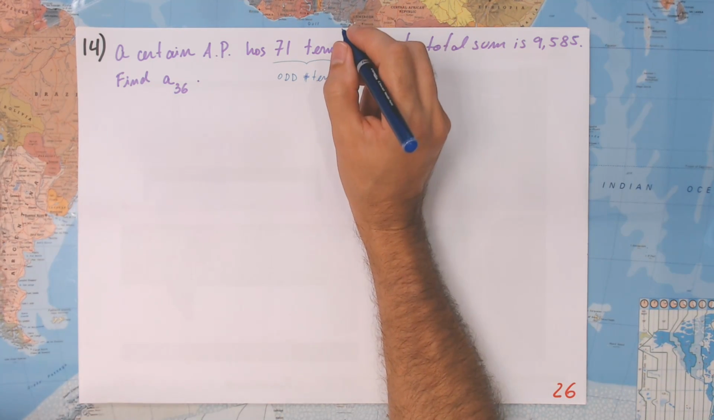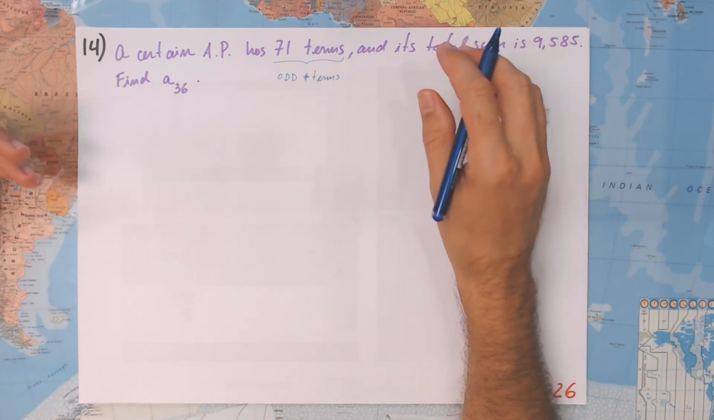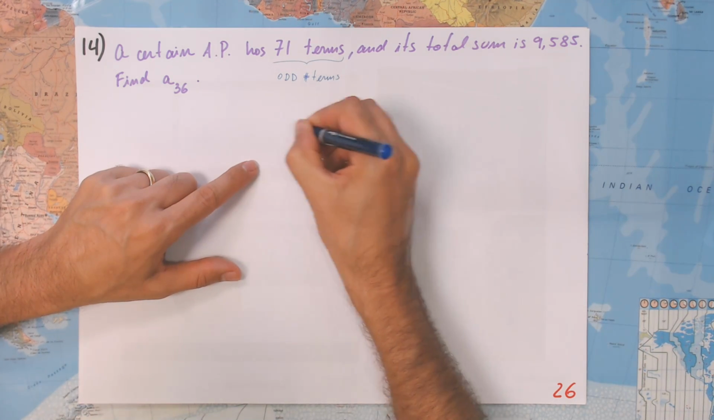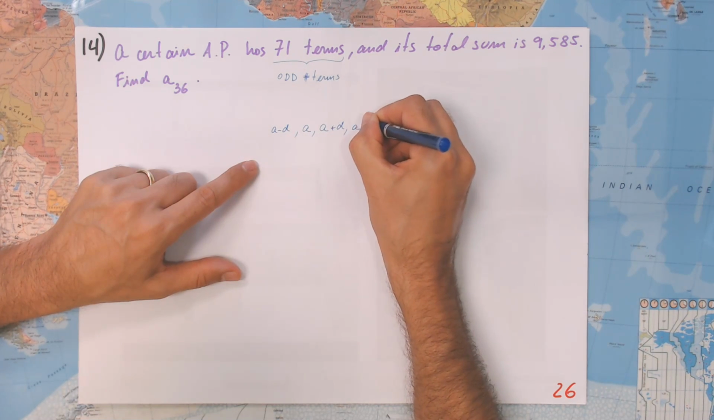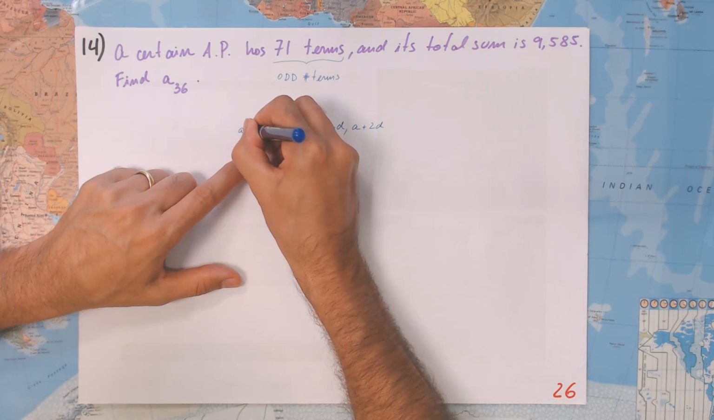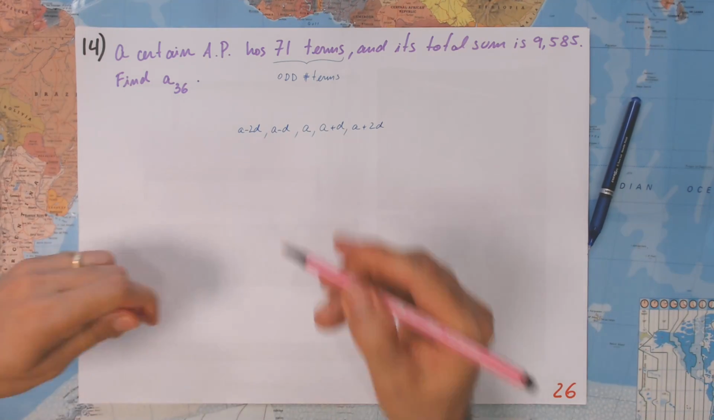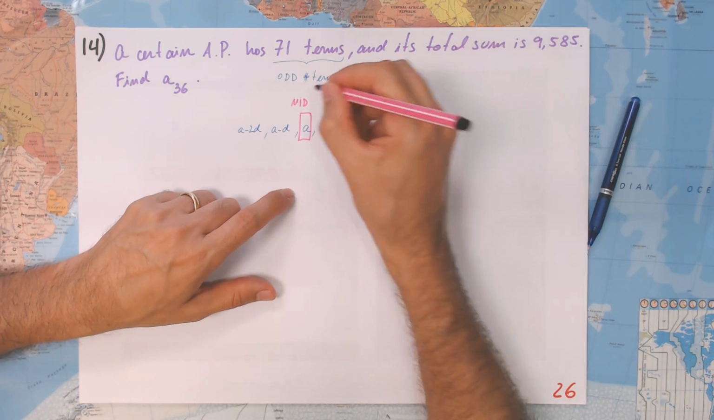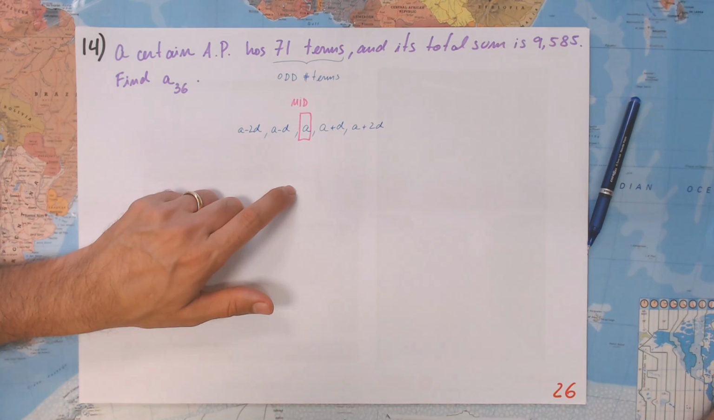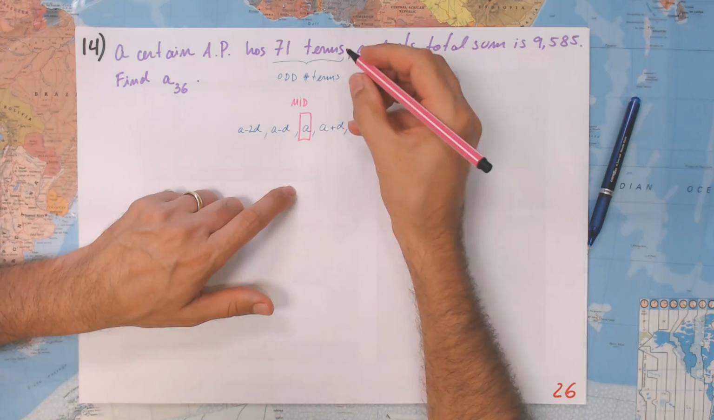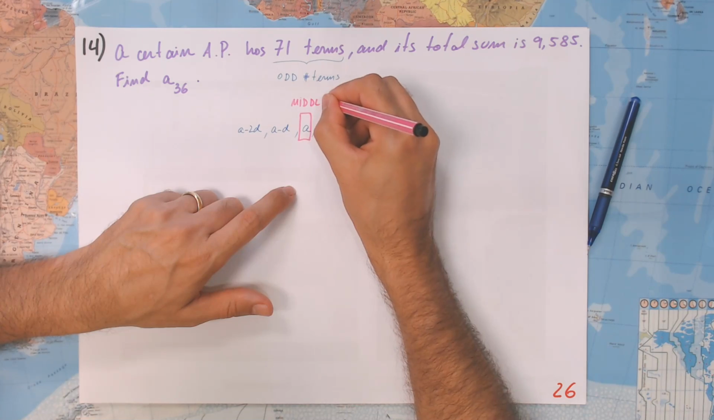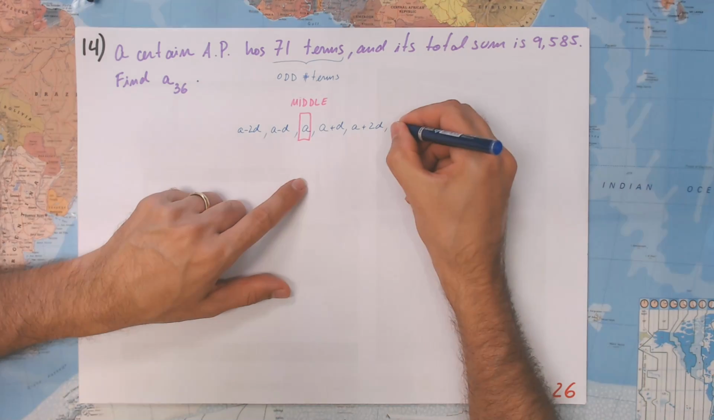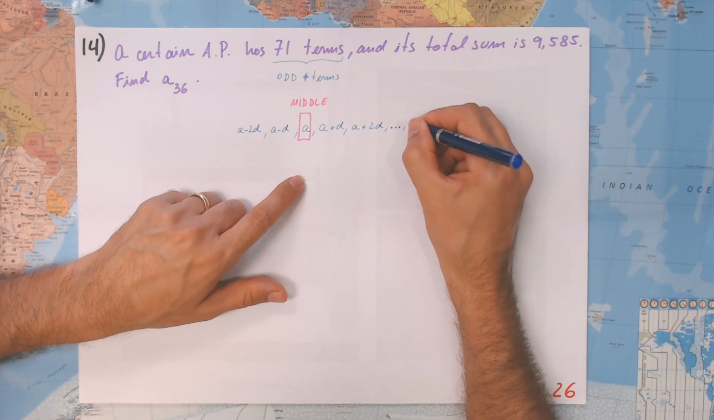most likely we're going to write this sequence like A, A plus D, A minus D, A plus 2D, A minus 2D. You see? This is going to be the middle. Let's write "middle". This is going to be the middle, and as we go along goes our sequence.